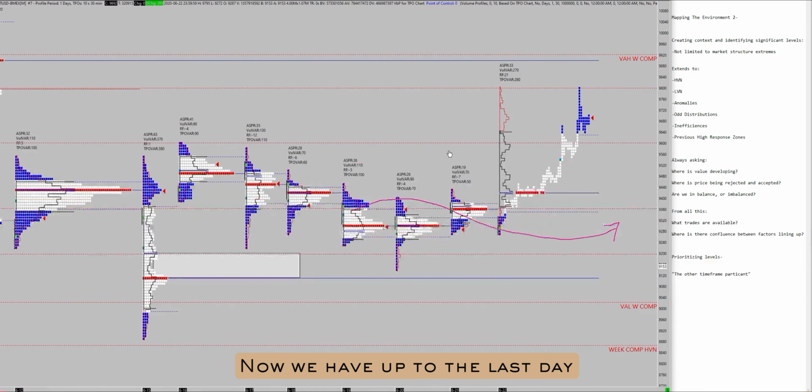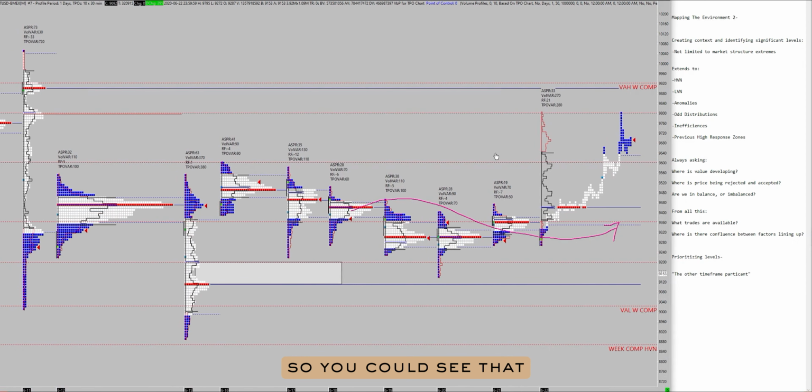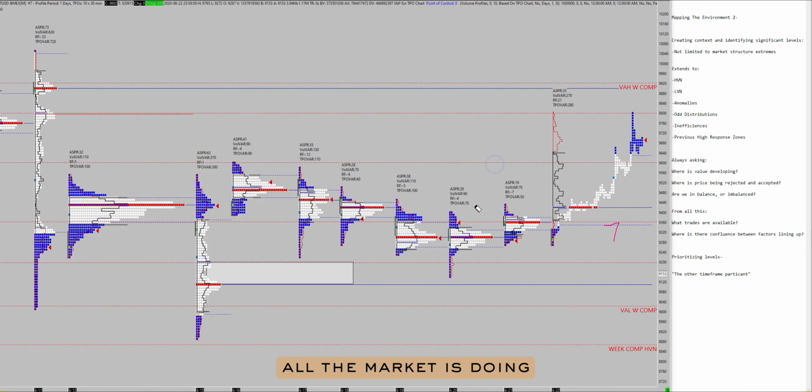So we'll just pull out, now we have up to the last day. You could see that all the market is doing in this case on the higher time frame is auctioning within a larger range. But the day types, the value migration that is occurring on the low time frames, and the important levels that we're printing are serving as these temporary speed bumps within the structure.